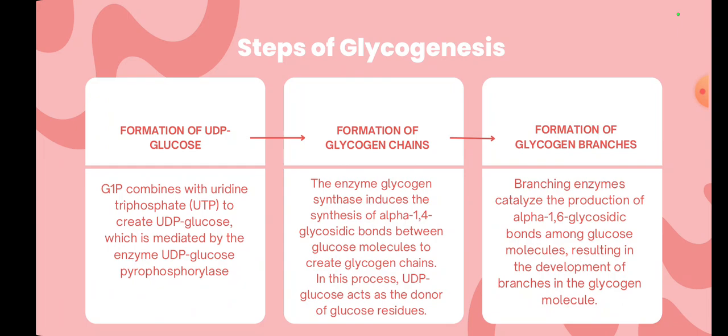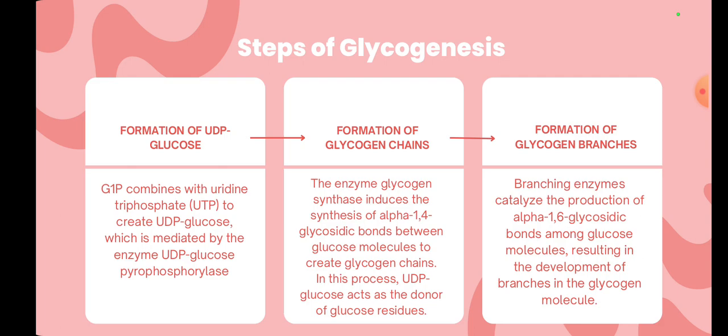Glucose 1-phosphate combines with UTP to create UDP glucose and an inorganic phosphate. This reaction is catalyzed by the UDP glucose pyrophosphorylase enzyme. The enzyme glycogen synthase induces the synthesis of alpha 1,4 glycosidic bonds between glucose molecules to create the glycogen chain. In this process, UDP glucose acts as a donor of glucose residues.